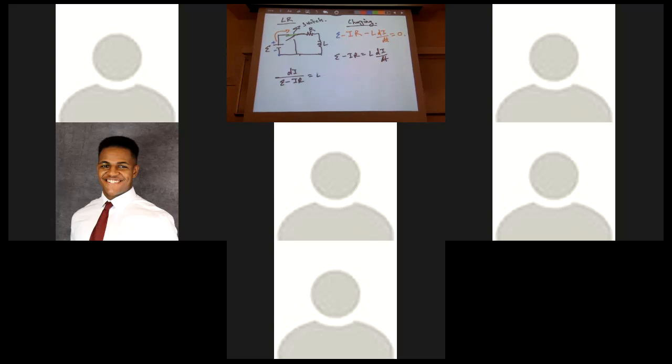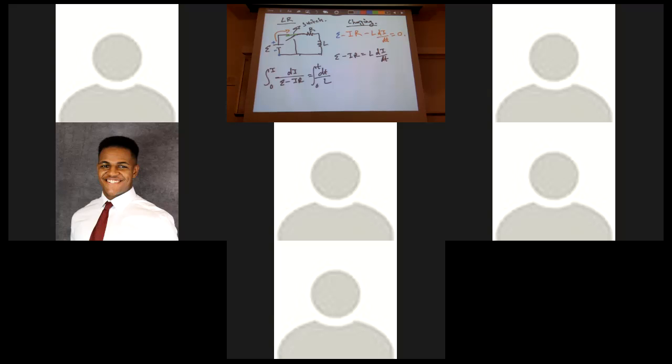Let's see here. Let's do it this way. dt over L. So here, I'm dividing this side over here, multiplying by the dt, and dividing by L. And now let's integrate both sides. I'm going to integrate this from 0 to the current at any time, and I'm going to integrate this from 0 to t, which is the time at any point in time.